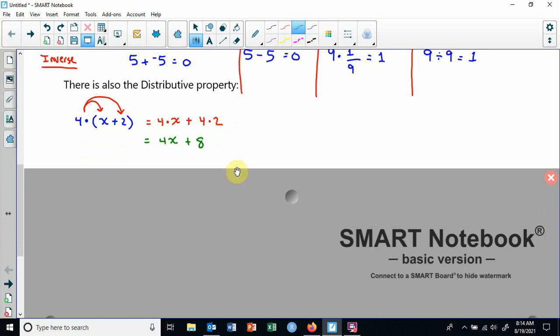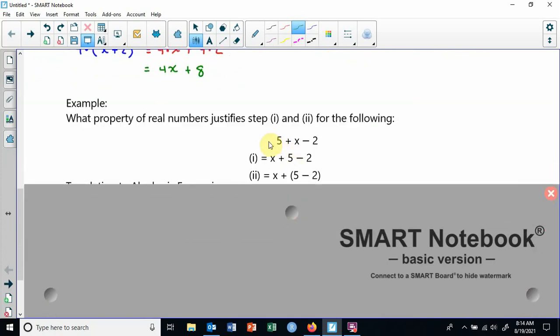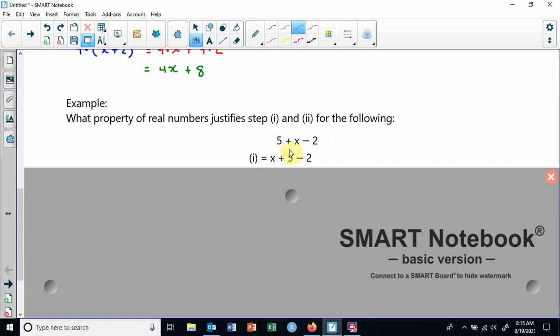Alright, so now let's use our properties. This is something like what you might see on the test. So we have what properties of real numbers justifies step I and step 1 and step 2 for the following. So I have 5 plus x minus 2. And we look at what changed. Let's actually cover up this. On the test, you can take a scratch sheet of paper and cover up, so you can look just at one step to the next.